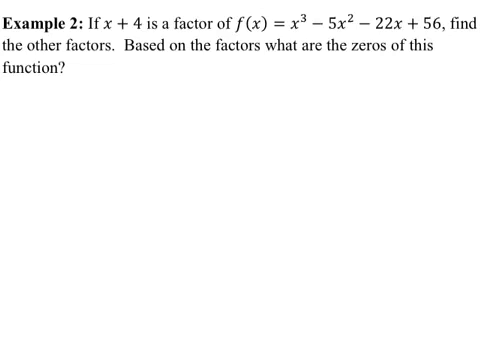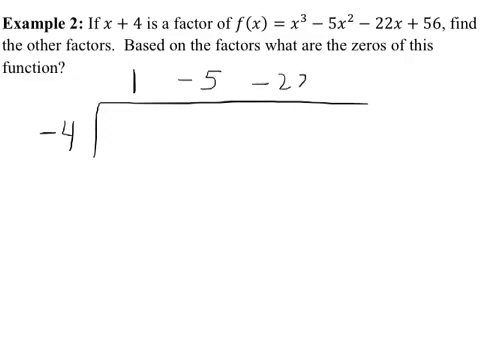So we have to think to ourselves, if x plus 4 is a factor, then x equals negative 4 is one of the roots. So if x equals negative 4 is a root, we can go ahead and plug that in here. Let's take a look. Let's plug negative 4 into here: 1, negative 5, negative 22, and 56. Again, x plus 4 is a factor, therefore negative 4 must be a root. We've got that from the last part, from the factor theorem.